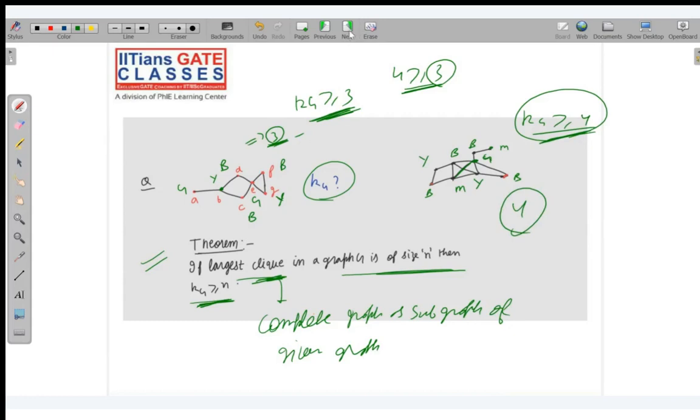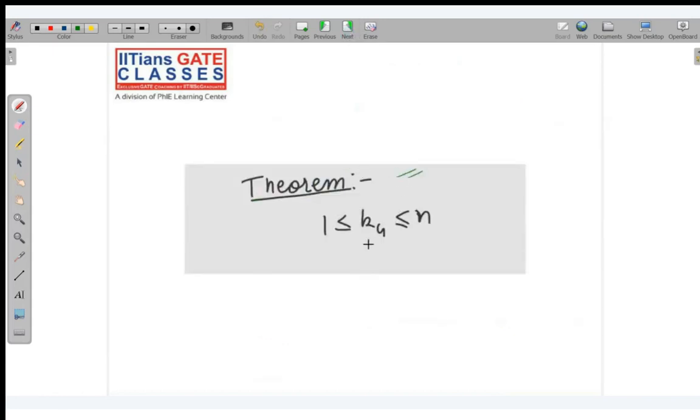So the next theorem is that chromatic number kg will be a minimum of one and a maximum of n. One for the null graph and n for the complete graph of n vertices. In the previous lectures also I have told you.